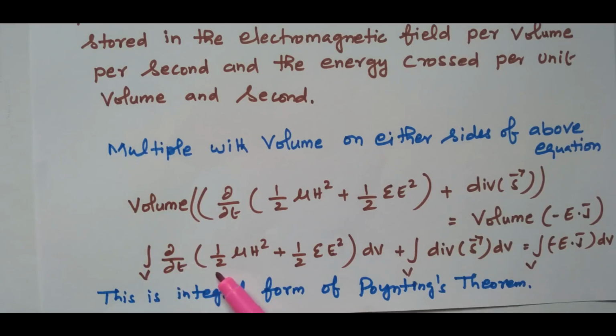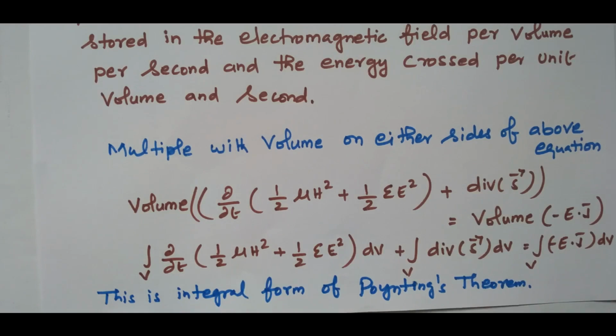∂/∂t of 1/2 μH² plus 1/2 εE² into dV is the volume integral. Similarly, this term: integral over V of divergence of S into dV. Similarly, this term: volume integral of minus E·J dV. So everything is now converted into a volume integral with respect to dV. So this is the integral form of the Poynting theorem, right? So we got the integral form. The previous one is the normal form, the differential form. This will be the integral form.